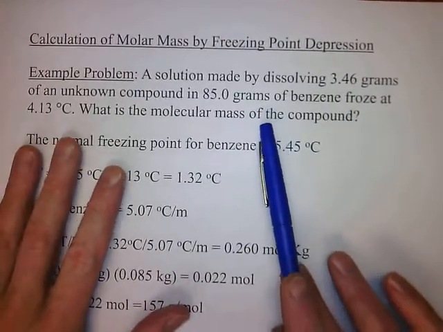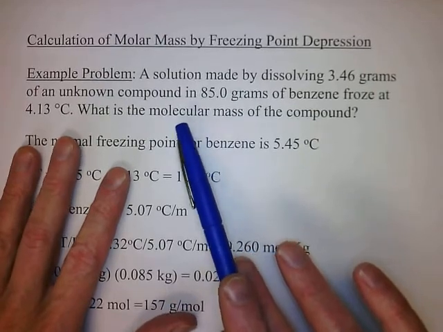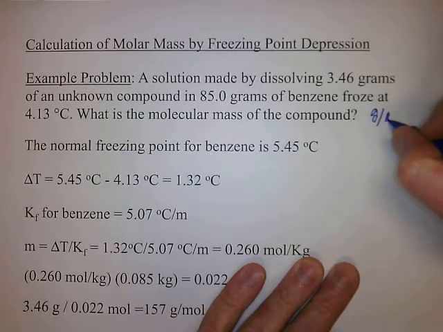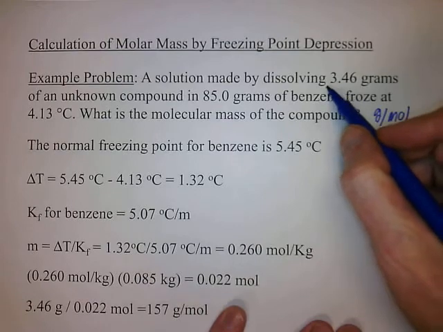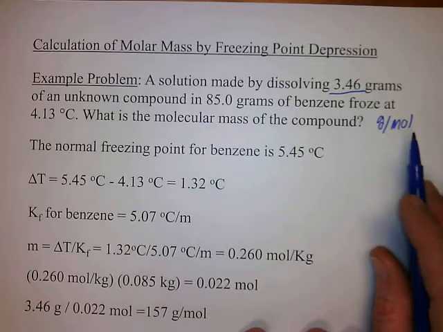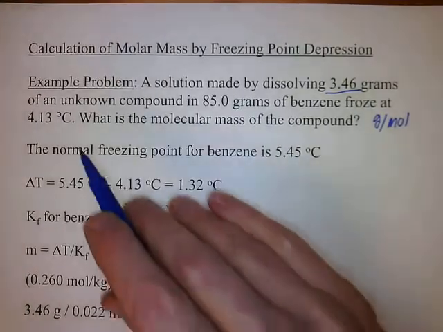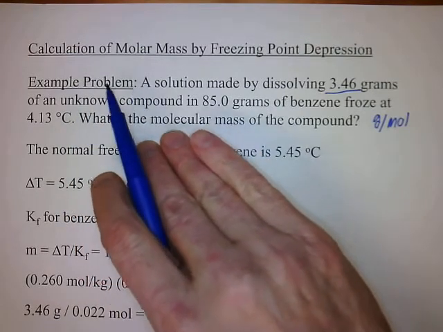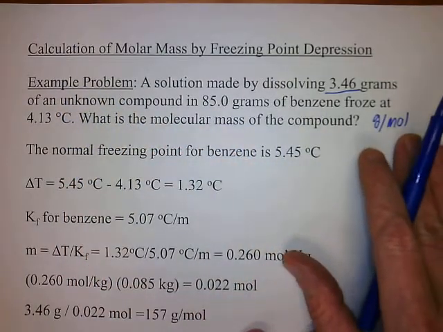What's our strategy going to be here? What are we after? We're after molecular mass. Okay, what are the units on molecular mass? That's going to be grams per mole, right? So you already know how many grams we're putting in. We need to know the number of moles, and we're going to get that from the freezing point depression data. Because if we know the change in freezing point, we can calculate the molality of the solution. And from the molality of the solution, we can calculate the moles of solid.